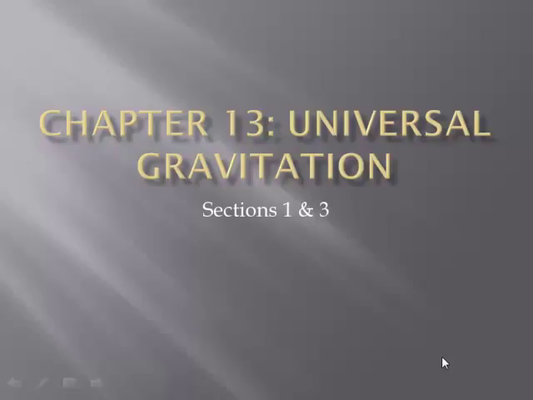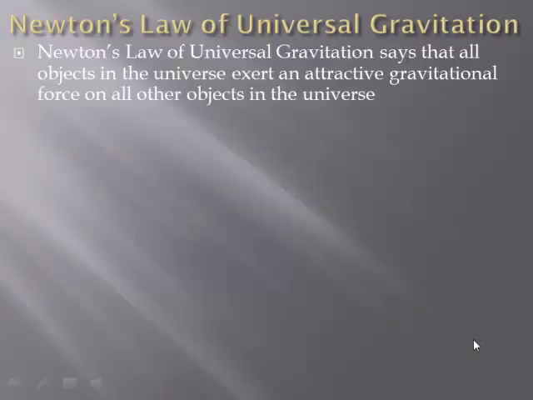In this video, we are going to be starting Chapter 13 in your textbook by Serway and Jewett on universal gravitation. This corresponds to sections 1 and 3. Newton's law of universal gravitation says that all objects in the universe exert an attractive gravitational force on all other objects in the universe. So right now, you are exerting a gravitational force on the objects around you, and they are exerting a gravitational force on you.